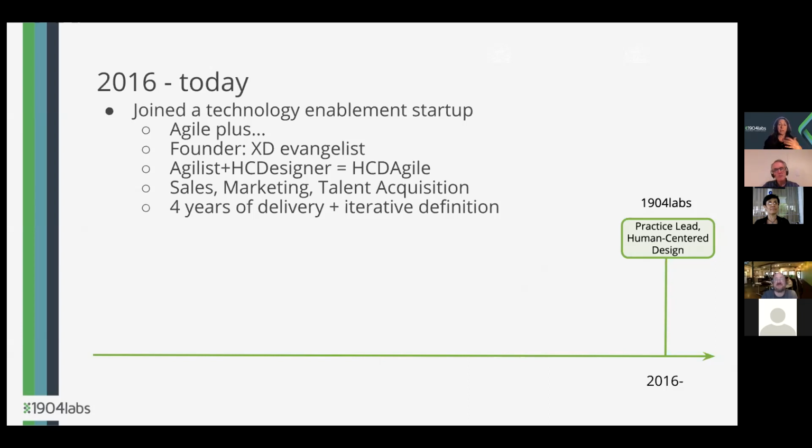Because of our commitment to do this as a best practice, it was also important that sales was on board. So we made sure that our sales folks were read in and understood the process, that marketing was on board, and talent acquisition. We wanted to make sure we were hiring developers who wanted to work this way and who understood enough about HCD and were receptive to it, so that if they were put on a team, they knew they were going to be working hand in glove with human-centered designers in an integrated process.